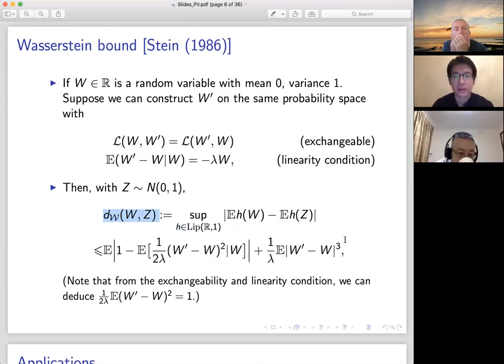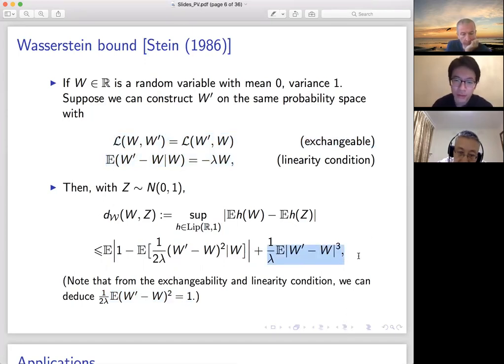So that's a distance. And now we look at Stein's general upper bound for the distance, assuming the exchangeable pair structure. It has two terms. To understand the order of these two terms, we first note that based on the exchangeable pair structure above, it can be deduced that the expectation of the squared difference of W prime and W equals 2 lambda. That's a direct consequence of these two assumptions.